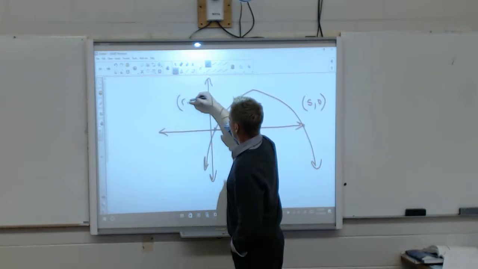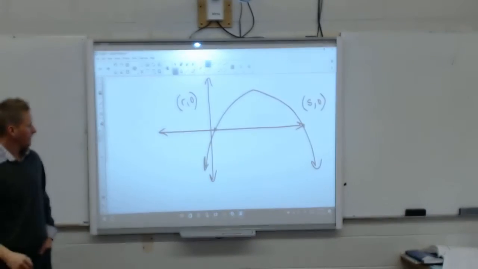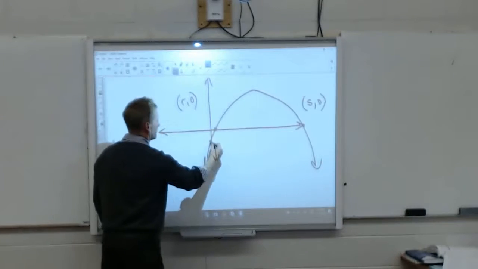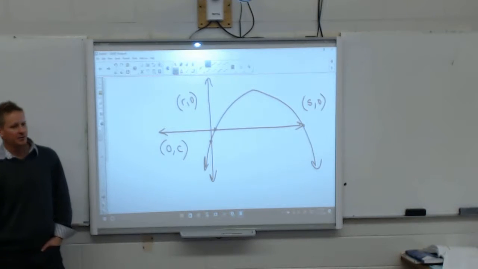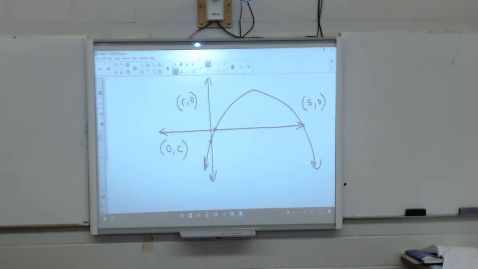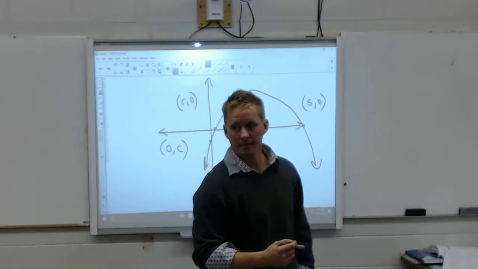So I'm going to make this one r is 0 and the other one s and 0. The y-intercept down here is going to be 0 and c. So r and s represent what the two x-intercepts are. The c value represents what the y-intercept is.